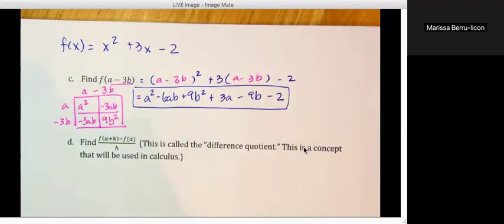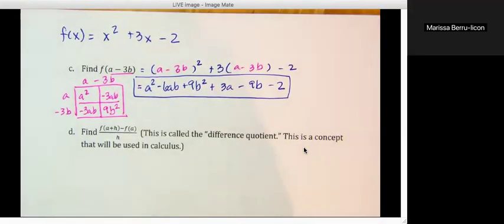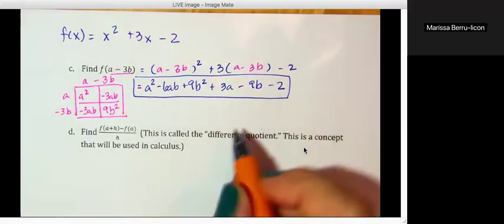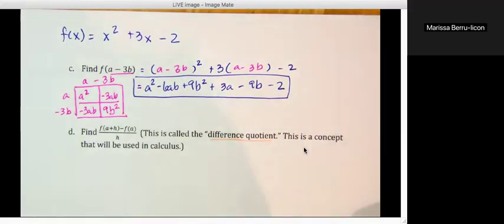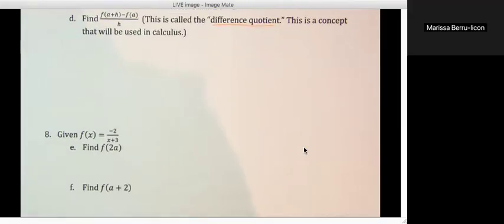Now into this next example, we have a function here or an expression here that is called the difference quotient. When you get to Calc 1, this is probably a skill you'll use the first week, maybe even the second week, and you'll be using it with the concept of limits. For our purposes, we are just going to find the difference quotient and leave it at that.